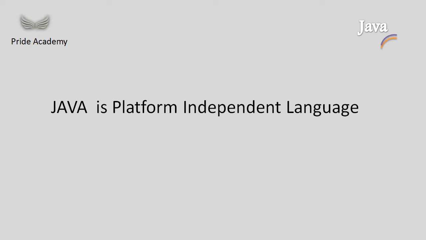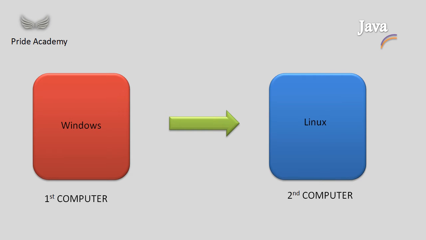The things will be more clear, friends, when I explain it with a diagrammatical presentation. So here is a diagrammatical presentation for the explanation. If you see here, friends, this is the first computer which has the Windows operating system. This is the second computer in which there is a Linux operating system.